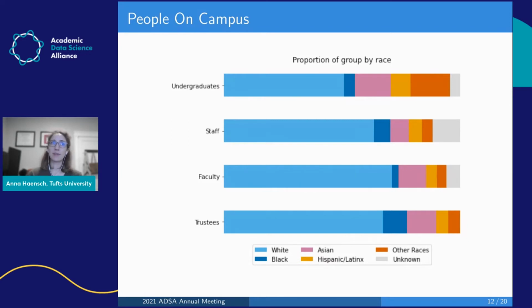So what we can notice is that the distribution of races at the undergraduate, staff, faculty, and trustee level, while predominantly white, is definitely not reflected in the Tufts University Gallery collection. So if the collection is meant to be a historical representation of the university, it is definitely not a current reflection of the university.